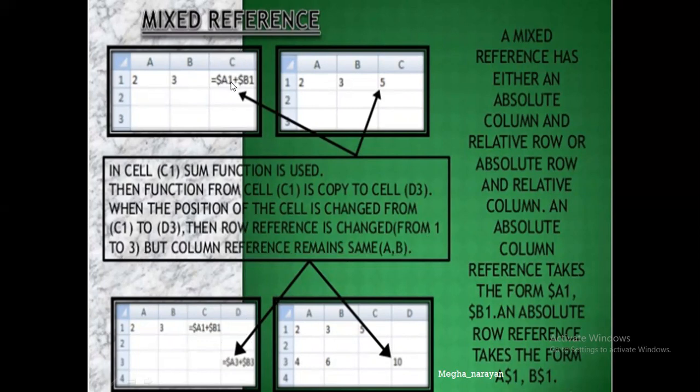But this A1 will now become A3. B will become B3. Why? Because the dollar is not there before 1. Can you see a dollar before 1? No. Only the column is fixed. In this case also only the column is fixed. The column will not change. But these particular row addresses can change. The 1 is not fixed here. A1 is written in that way. The dollar is just used before the column, so that's why the row is not fixed. Only the column will remain fixed, while the row value changes and it will become $A3 plus $B3.